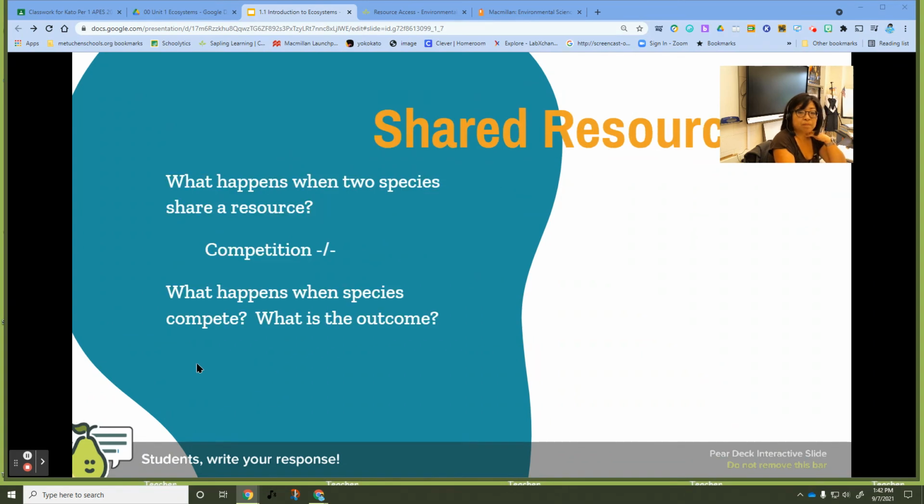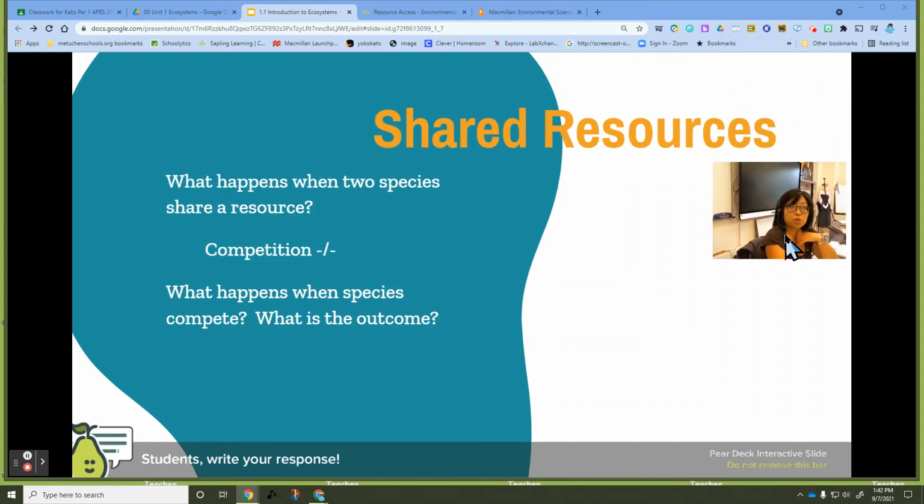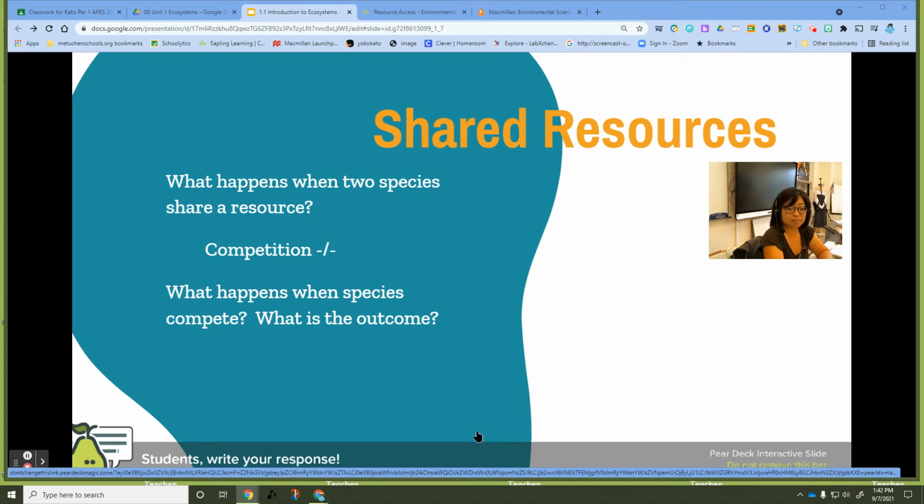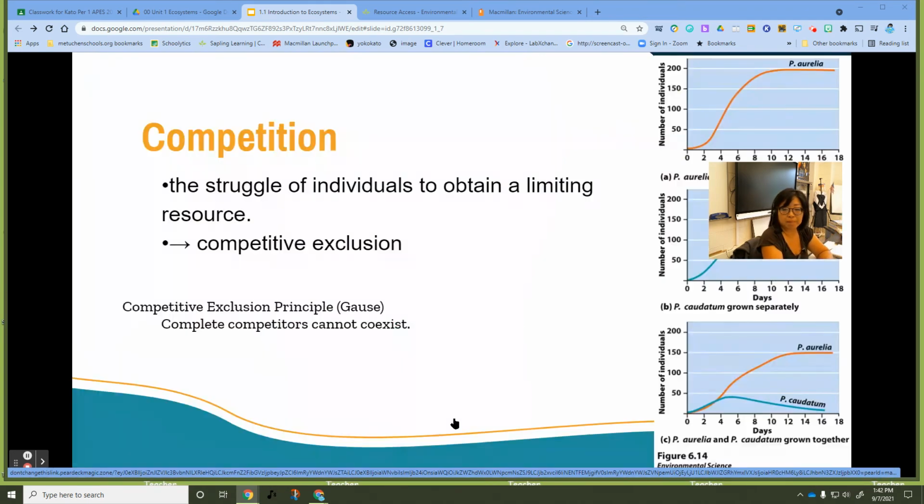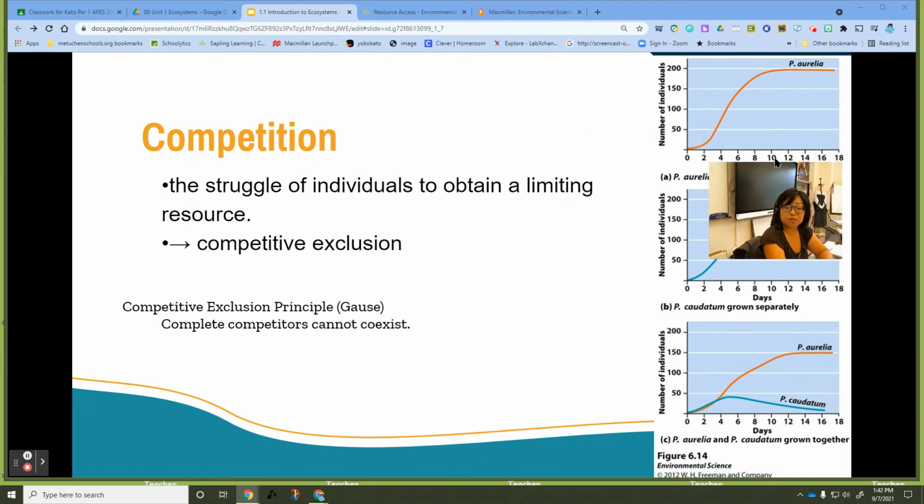Okay. All right. So far we talked about mutualism and predation and commensalism. I want to talk about competition. So what happens when two species compete? What do you think is the outcome? Here's a negative interaction, right? So just give me a quick answer: what happens when two species compete?